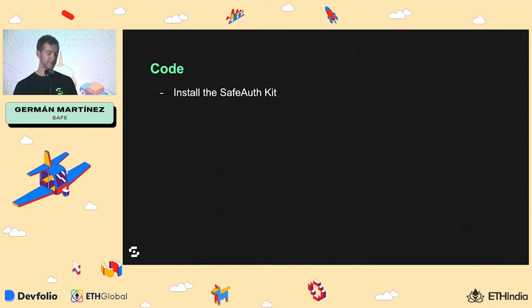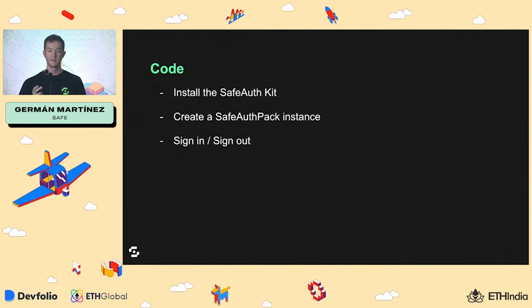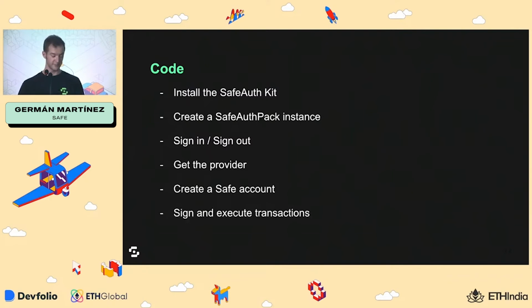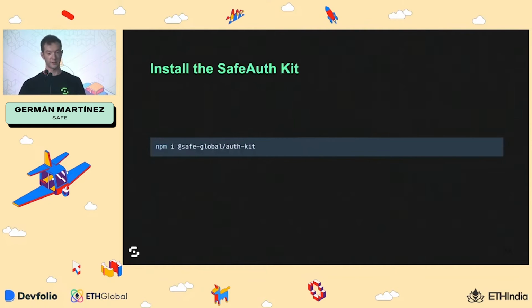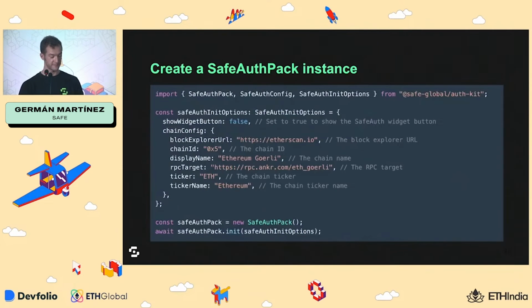There are some steps. First of all, you would need to install the SafeAuth kit that is inside the auth kit. Then you have to create the SafeAuth pack instance. You can sign in or sign out as a user. You can get the provider that the MPC solution returns. You can create a safe account. You can sign and execute safe transactions. And you can sign messages from the EOA. So to begin with, installing the SafeAuth kit, you can just type in the console npm or yarn install and the name of the package.